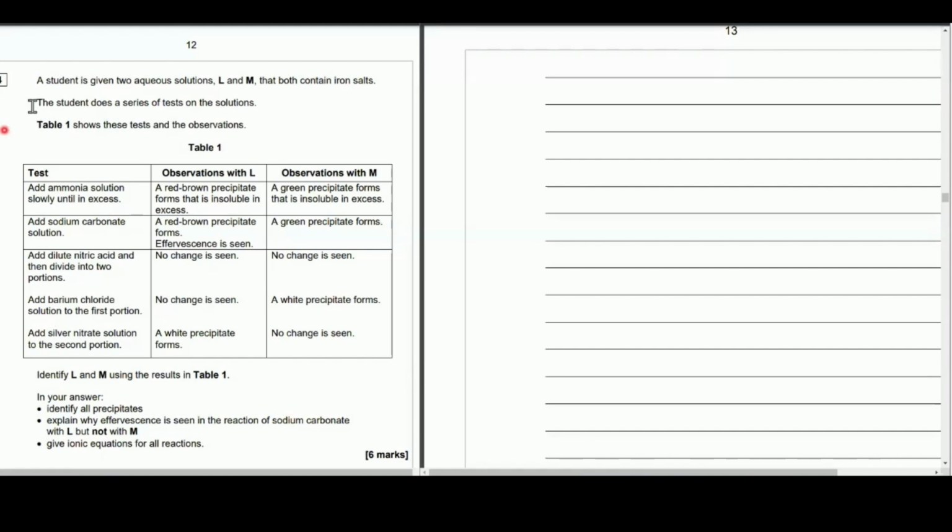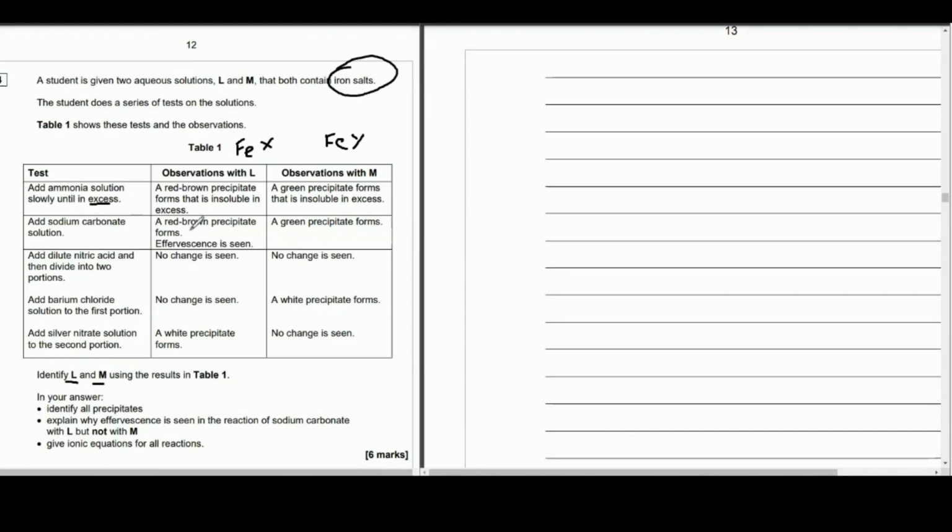Okay, so what we've got here is question 4, and this is a really difficult 6 marker. A student is given 2 aqueous solutions, L and M, which both contain iron salts, so we know they've got Fe in there. The student does a series of tests on the solutions. They've added ammonia solution to both L and M, and they've also added some sodium carbonate solution, which can normally tell you between Fe2+ and Fe3+. They've added dilute nitric acid, which didn't do anything on its own, but then they added barium chloride, and we got a white precipitate with one and no change with the other. So you've got to know, what does the barium chloride test for?